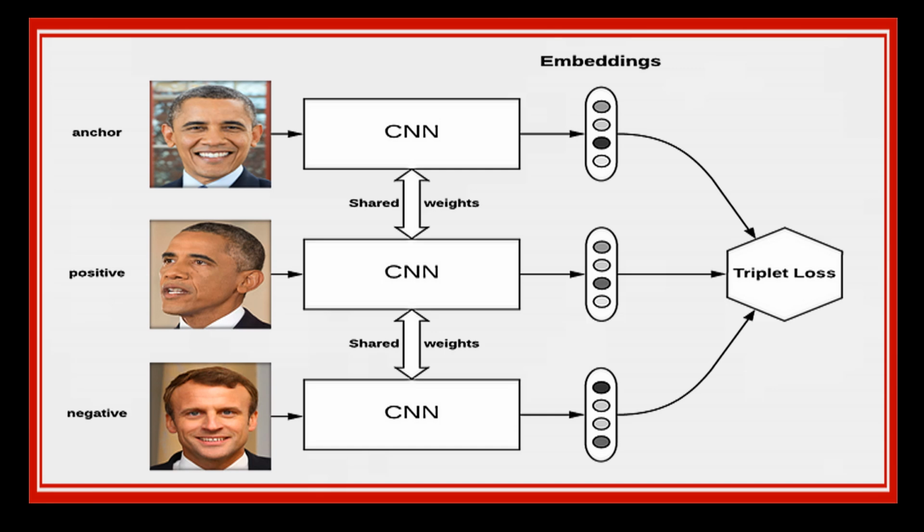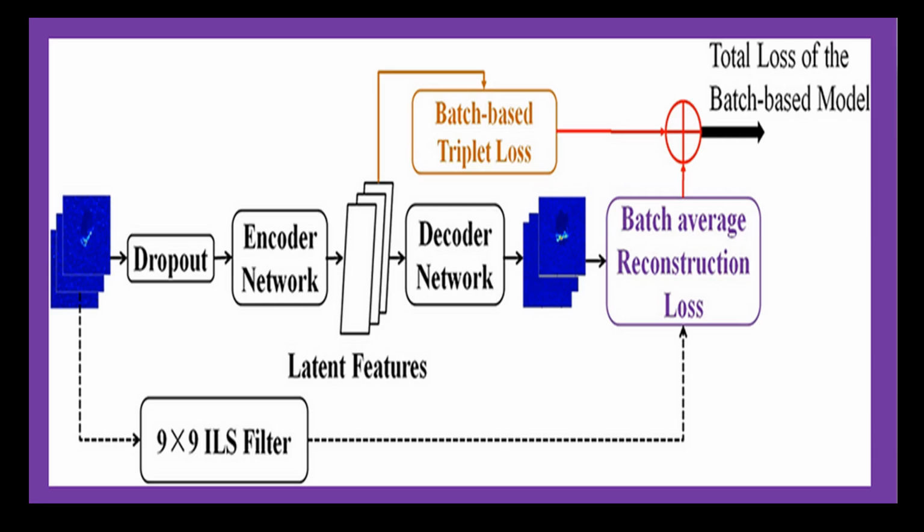For instance, if the embeddings of two photos of the same person, that is anchor and positive, are close to each other, then the system can accurately recognize that they belong to the same person. Conversely, if the embeddings of the photos of different people, that is anchor and negative, are far apart, the system can confidently classify them as belonging to different classes or different individuals.